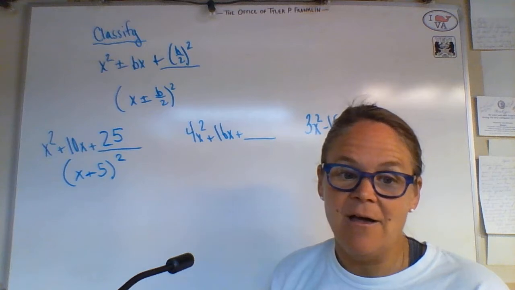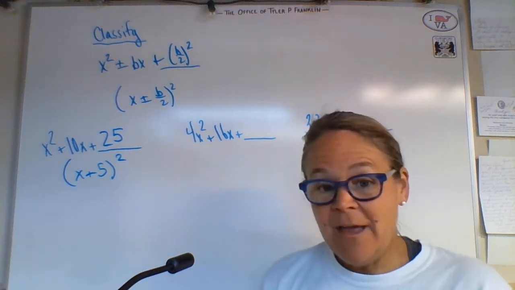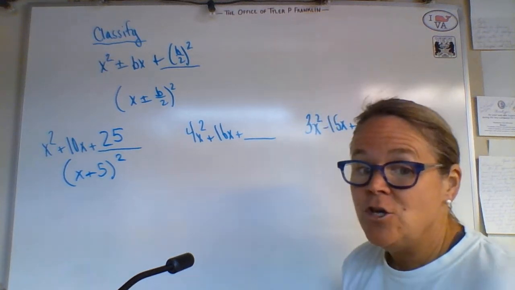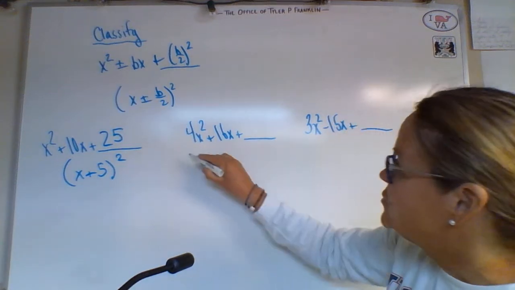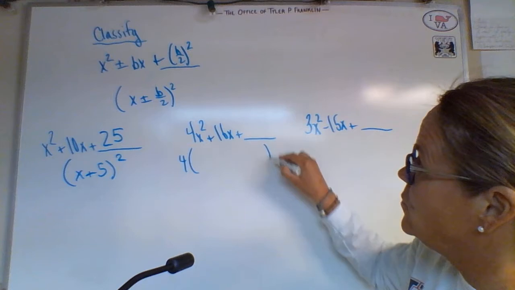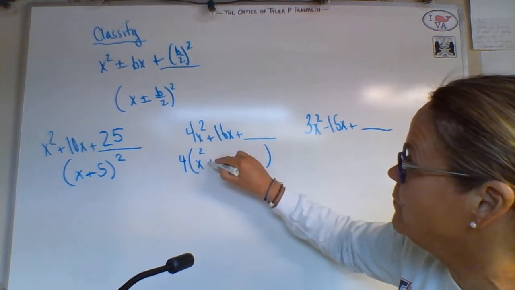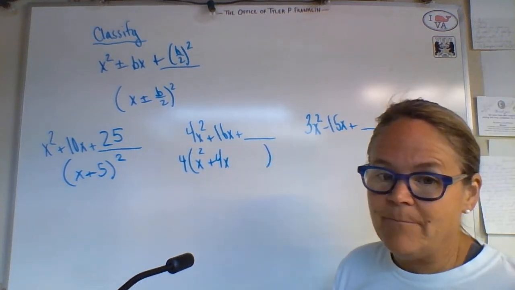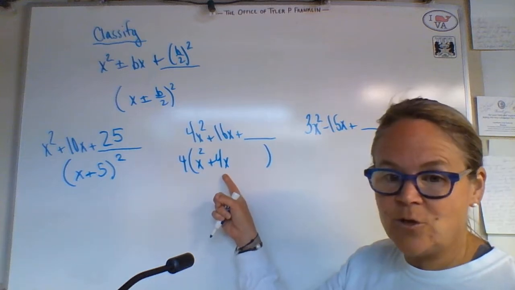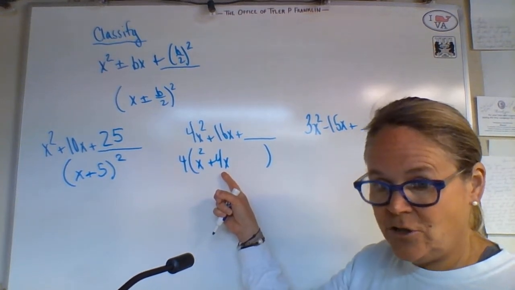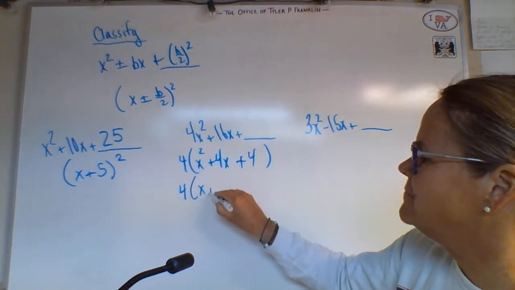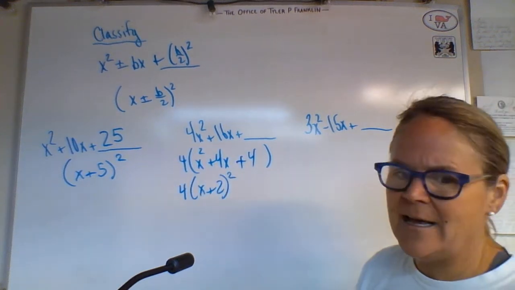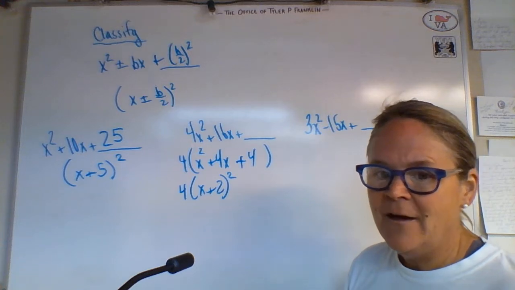X plus 5 squared. If you think of the second two here, you have to remember that you can't complete the square unless you have x squared. So you would have to factor out a 4, which gives you that. Then you complete that square. Half of 4 is 2, squared is 4. That is 4 times the quantity x plus 2 squared.